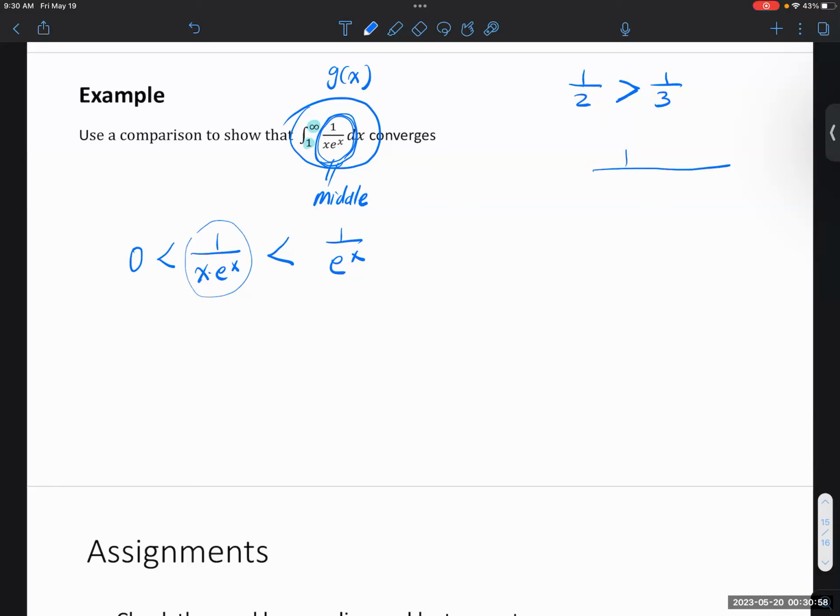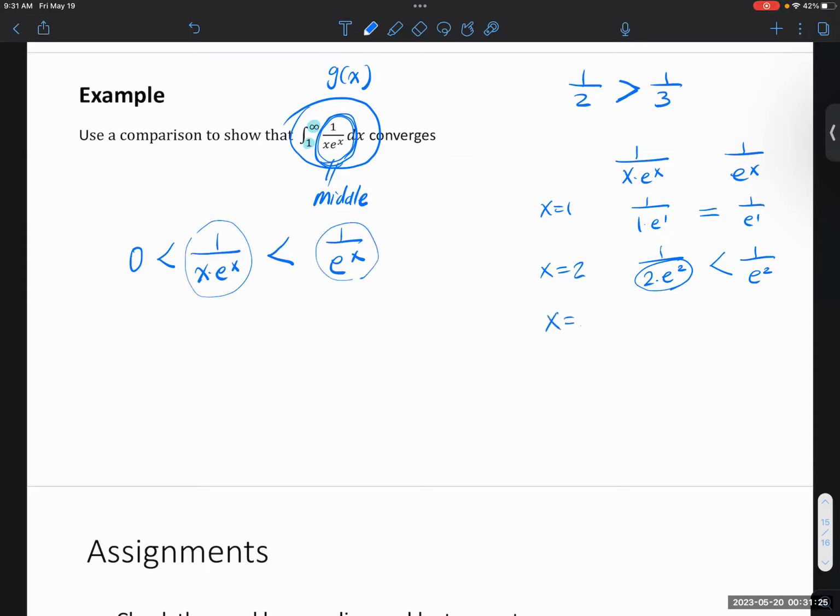Let's compare 1 over x times e to the x with 1 over e to the x. When x equals 1, this is 1 over 1 times e to the 1, the same. But when x equals 2, 2 times e to the second, this is getting larger, so the fractions are getting smaller. So this relationship is true. This one is larger. As x is increasing, this function is always larger. So we can set up this relationship, right? All you need to do is check where this is heading. Actually, this is already 0. It's gonna converge, but let me double check.